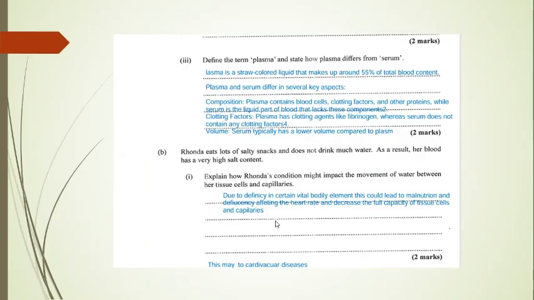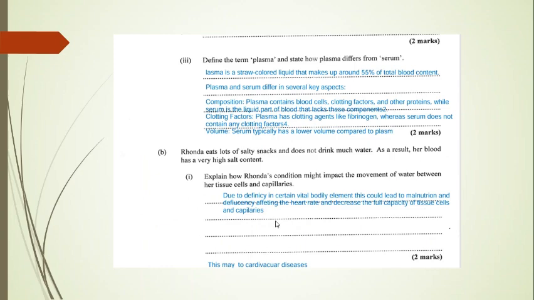Plasma has clotting agents like fibrinogen, whereas serum does not contain any clotting factors. Serum typically has a lower volume compared to plasma because of its density and its supply also. Plasma contains blood cells, clotting factors, and other proteins, while serum is a liquid part of blood that lacks these components. So it might be oxygenated on the plasma side, but not on the serum side.